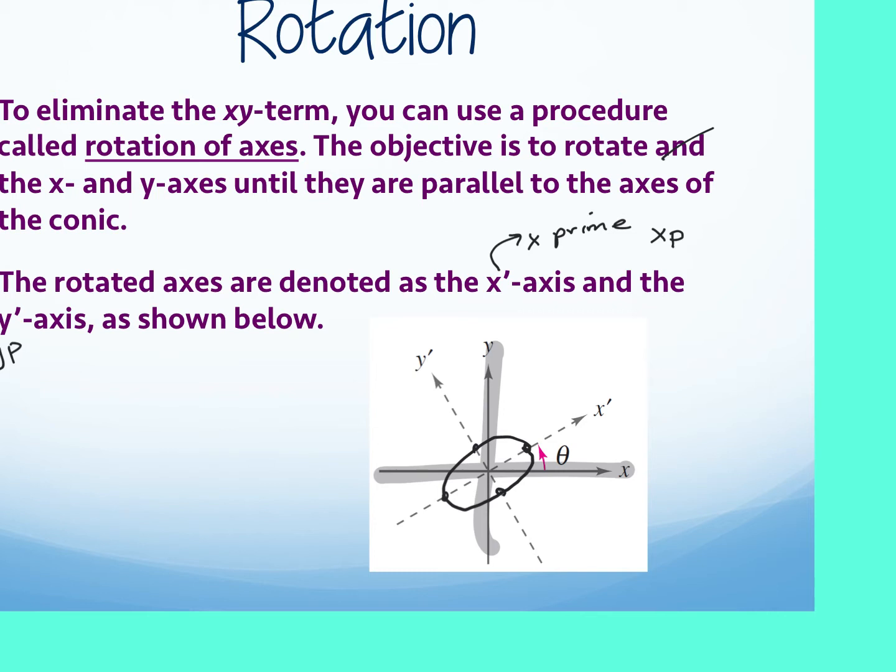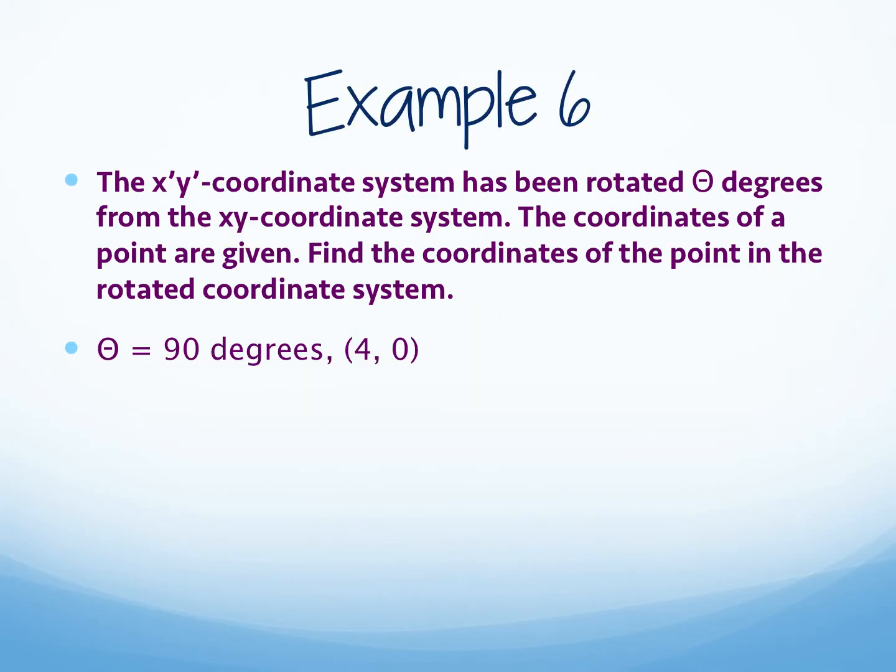And again, I'm going to walk you through this process, okay? But this is a brand new thing, so this is something you definitely need to make sure you're paying attention to. We're going to baby step our way there. This first one is just a point. So the x prime, y prime coordinate system has been rotated theta degrees from the x, y coordinate system. The coordinates of the point are given. Find the coordinates of the point in the rotated coordinate system.